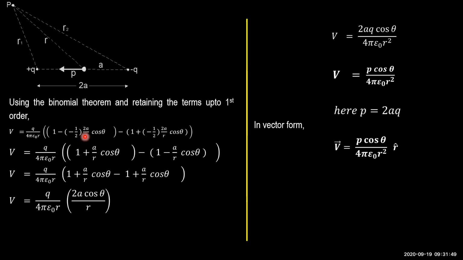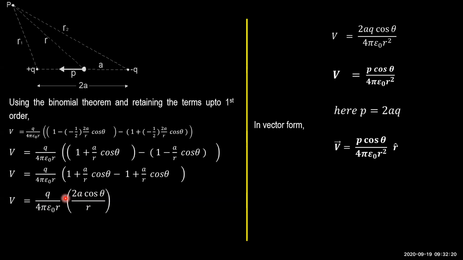Now the 2 cancelled there and the signs are multiplied. Brackets are opened. Then plus 1 and minus 1 are cancelled. 2 same terms are obtained, and those 2 same terms are added together. So then we get this particular step. Any problem, any doubt in understanding these steps?